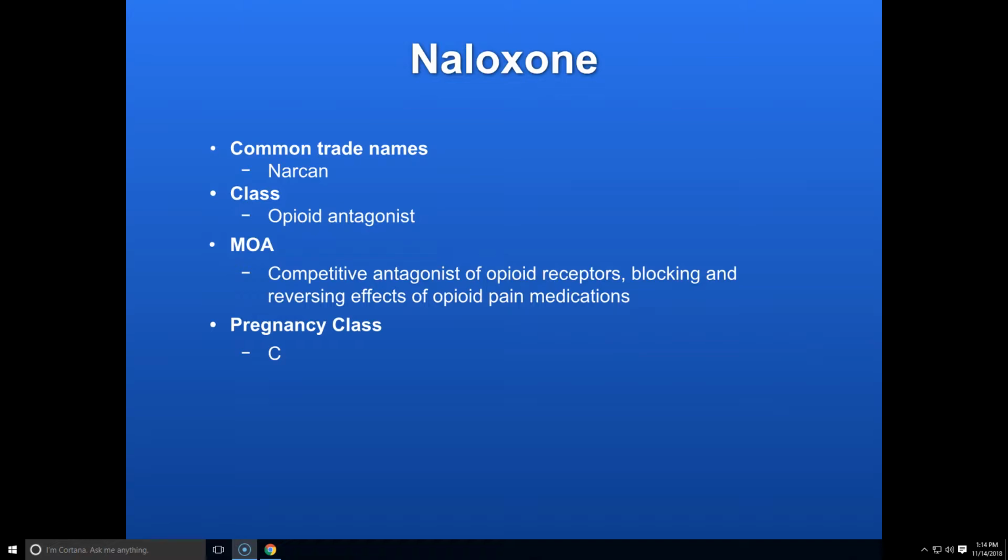Because it is a competitive antagonist, it has a higher affinity for those opioid receptors than most opioid medicines like morphine, fentanyl, all those good ones. So it knocks them off the receptor sites and then binds to it, so it blocks the effects. Pregnancy class for it is C.